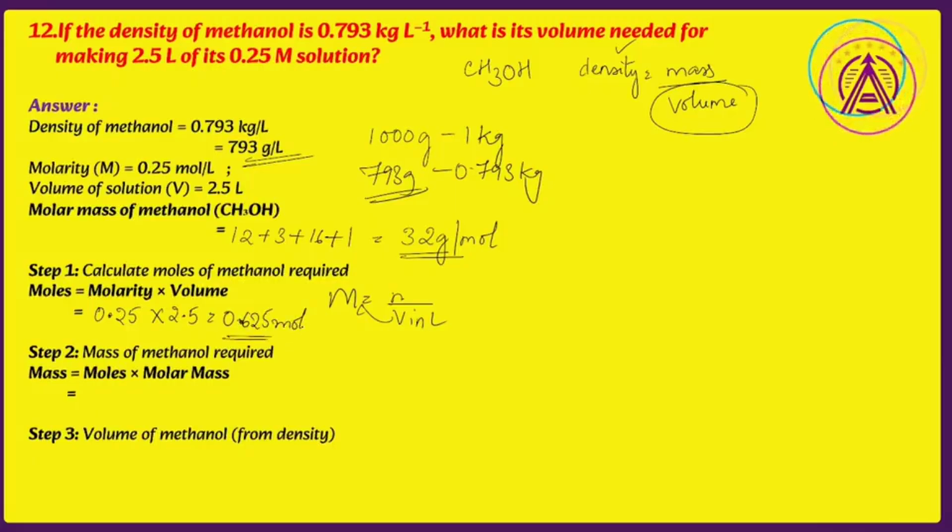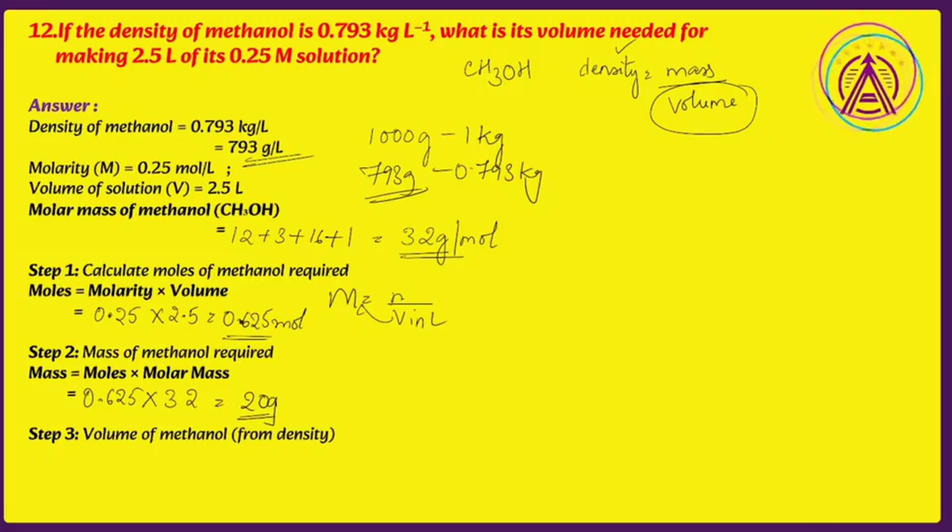Now, how do I find this mass of mine? I know moles is mass by molar mass. So moles into molar mass gives me my mass, which is 0.625 into the molar mass I have calculated as 32, which gives me 20 grams.